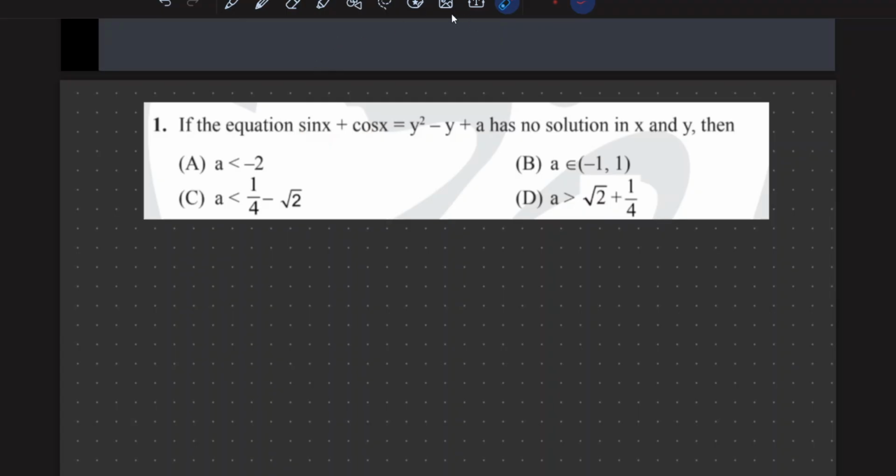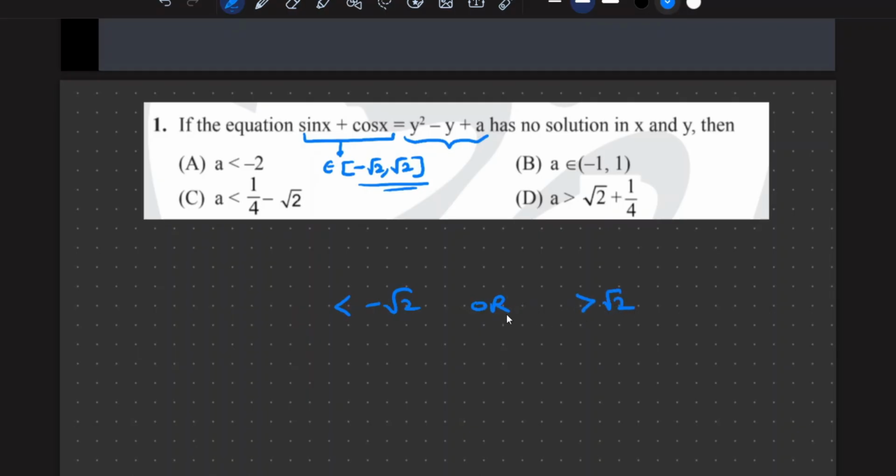So as we all know, this whole thing belongs to minus root 2 to root 2, right? So this value mustn't belong in this interval, then only we'll have that part. So there are two cases: either it is less than minus root 2, or, because it is a continuous function, it is greater than root 2.